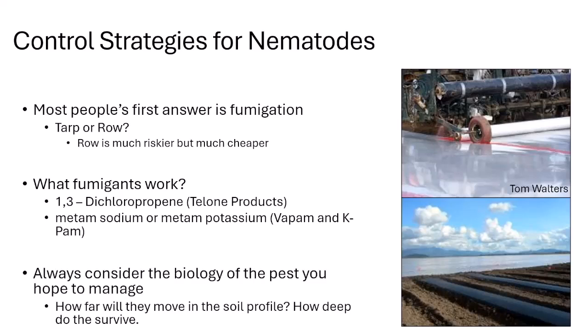But I would say always consider the biology of the pest you hope to manage. If you're only putting a fumigant 10 to 12 inches in the soil, you could ask yourself, are dagger nematodes, which they can find easily 24 inches down, are you going to be able to get rid of all of those with just one single fumigation? So probably not, is what I would say.